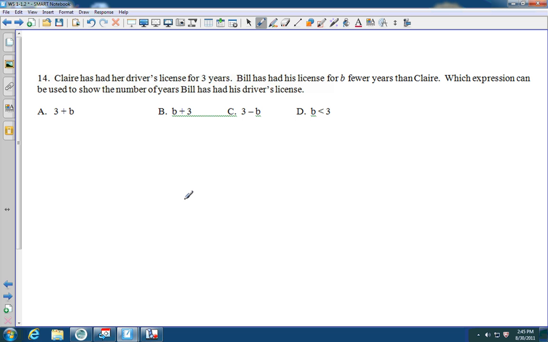Here's the next one. Claire has had her driver's license for 3 years. Bill has had his license for B fewer years than Claire. Which expression can be used to show the number of years Bill has had his driver's license? Well, let's look at this. It says Claire has had her driver's license for 3 years. Bill has had his for B fewer years than Claire. So that means Claire has more. So we're going to have 3, and we're going to subtract off how many that Bill has.